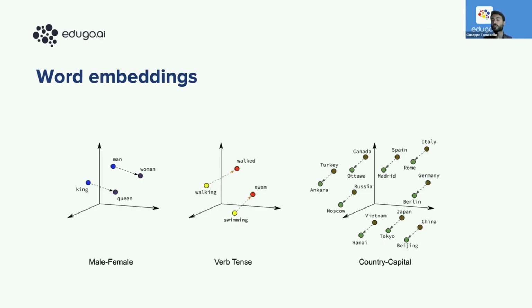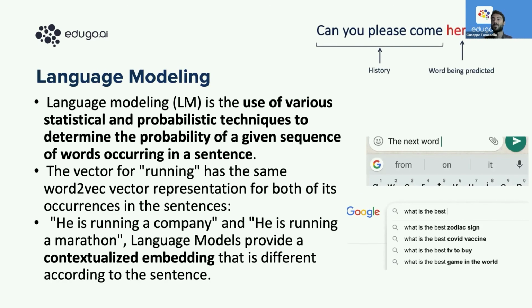Word embeddings are really linked to words, but the limit of word embeddings is that they don't understand context. So I would like to introduce another tool that is built on top of word embeddings, called language modeling. Language modeling has seen a lot of evolution lately. It uses various statistical and probabilistic techniques to determine the probability of a given sequence of words occurring in a sentence. So it's trying to understand what the next word in a sentence will be.